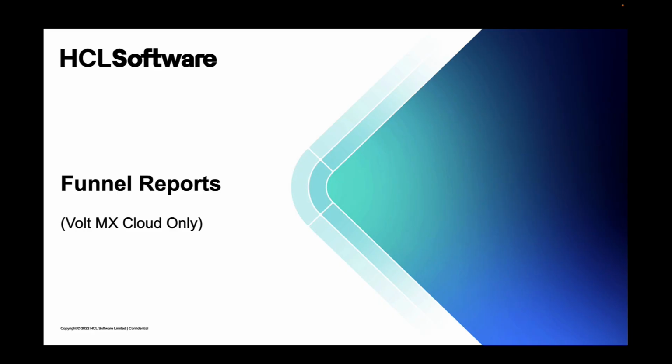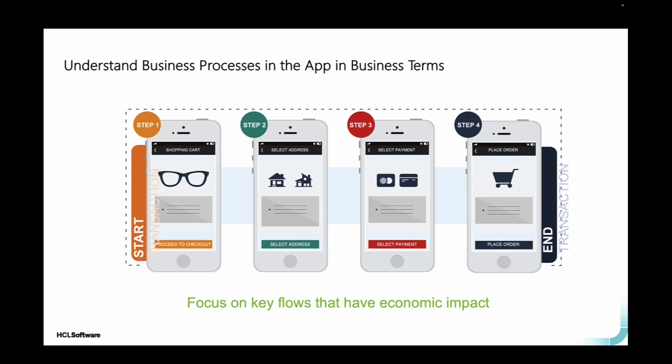So now that we have looked at APM, and we already in the standard reports and dashboarding section saw some of the APM reports, including crashes as well as error details. So one other usage that you can do, for example, is looking at funnel reports. This functionality is available only in the VoltMX cloud. So what exactly is a funnel report?